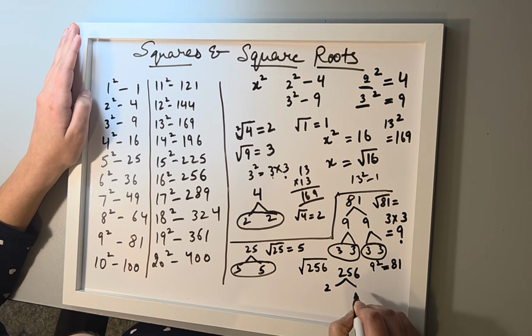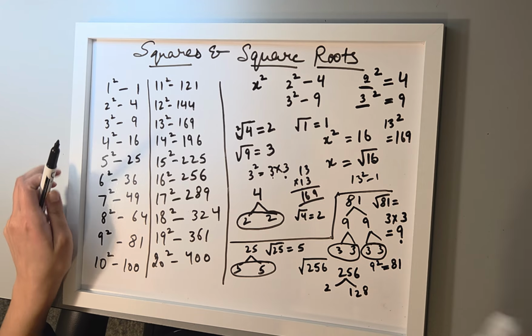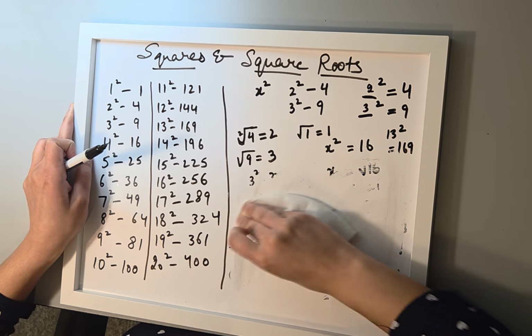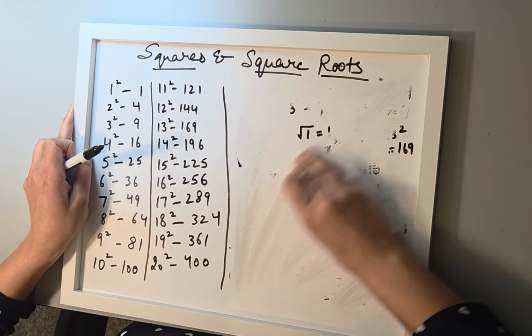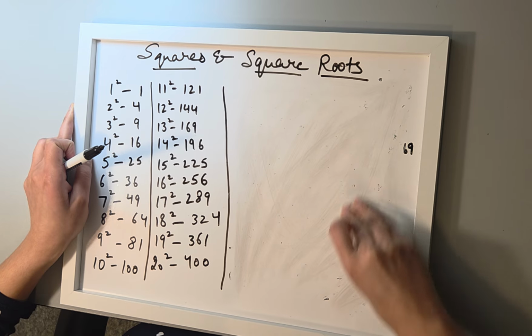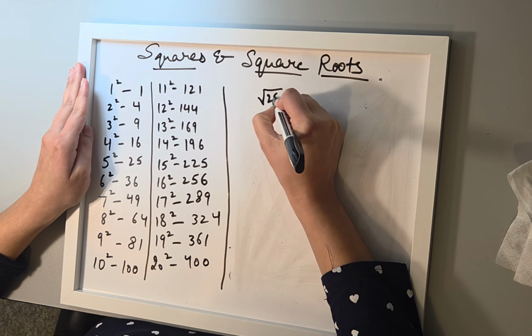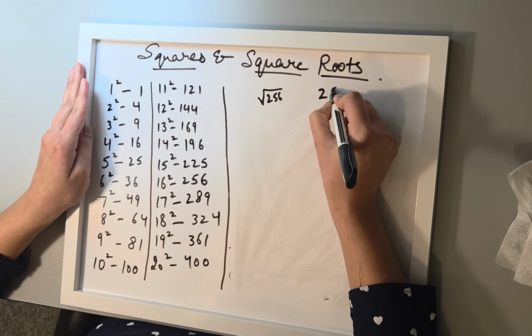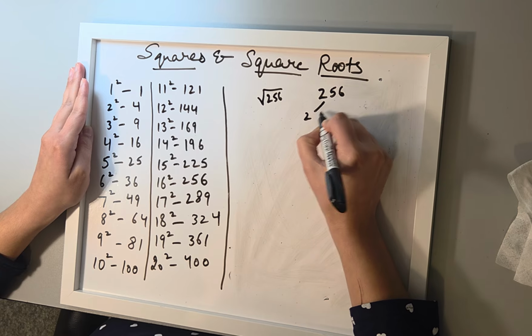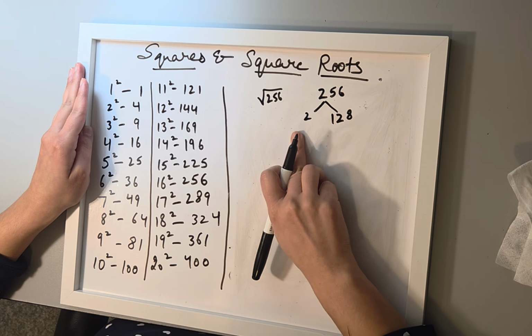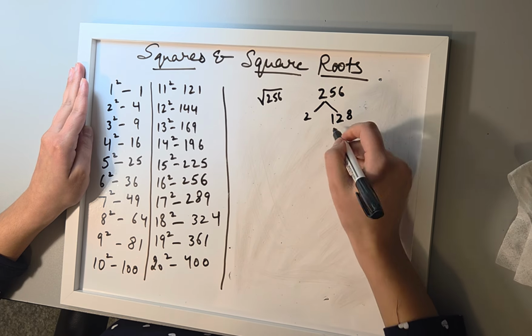So for 256, let's try to factorize it. So 2 and then 128. Okay, 2 cannot be done further. Let me try it on the bigger board, we need more space. Okay, so 256. This we are learning how to find square root. So 2 into 128. This 2 cannot be broken down further, but 128 is again an even number.